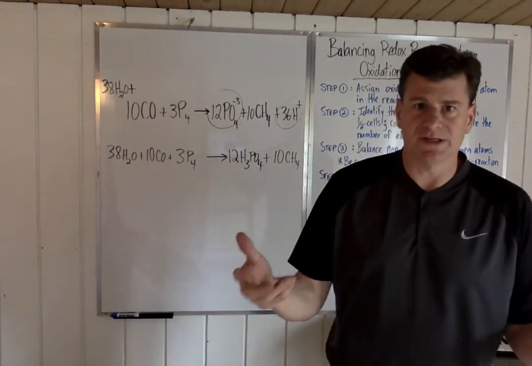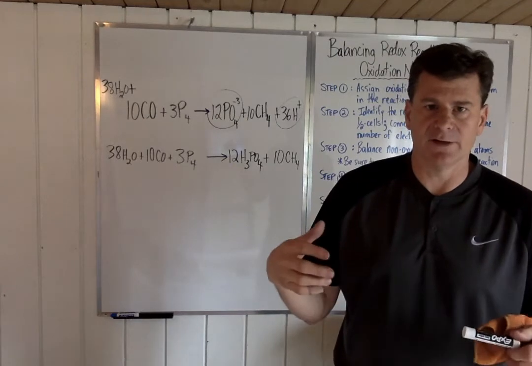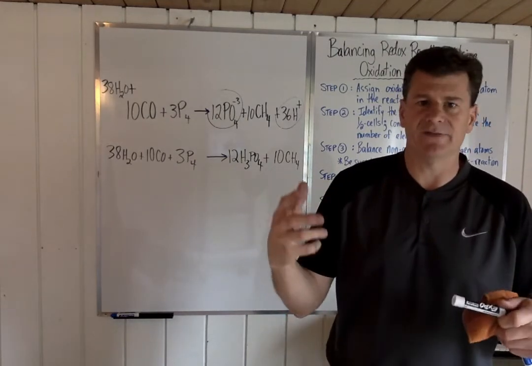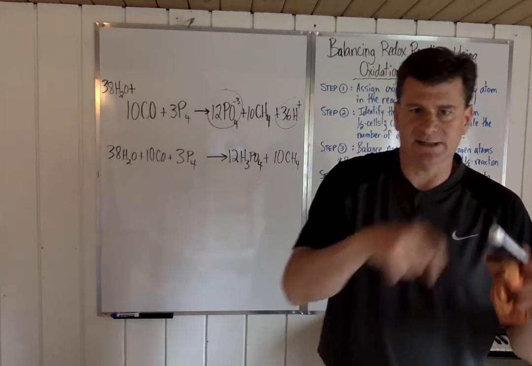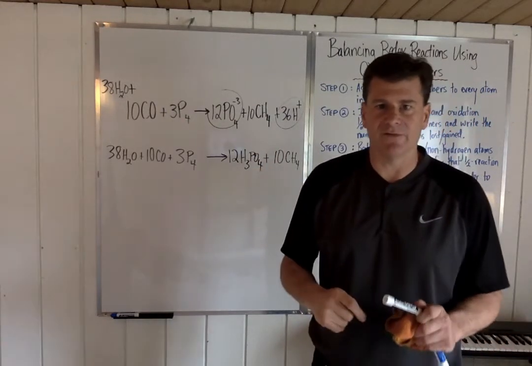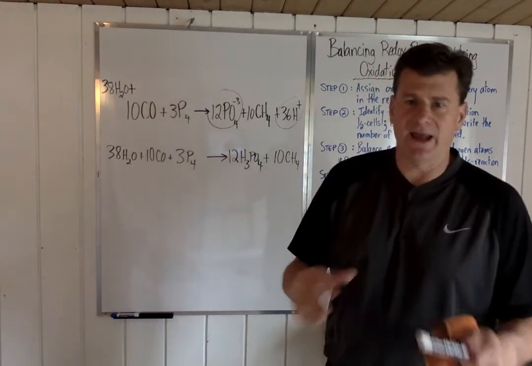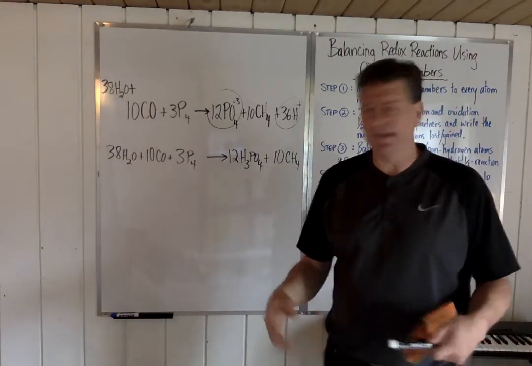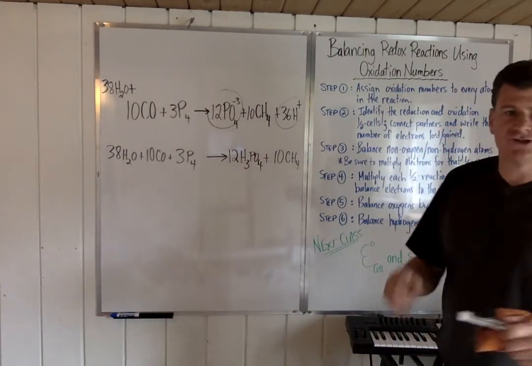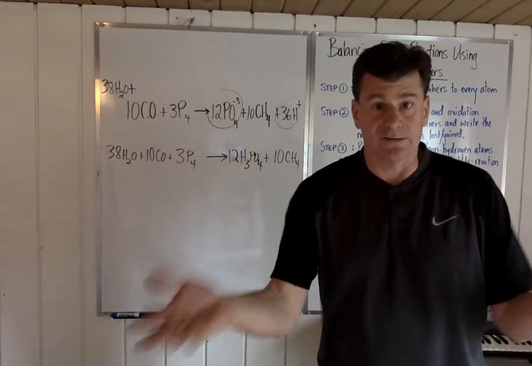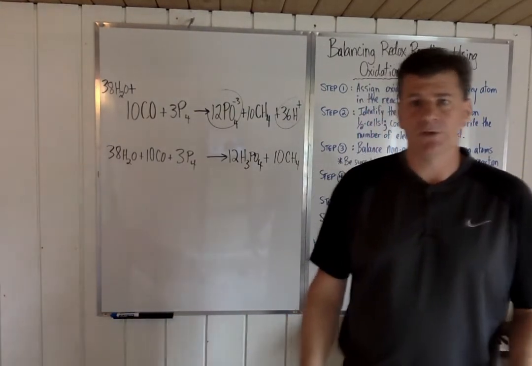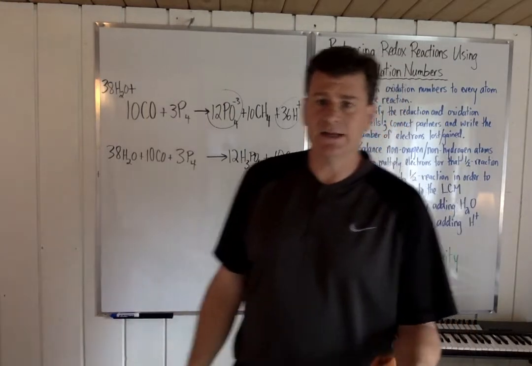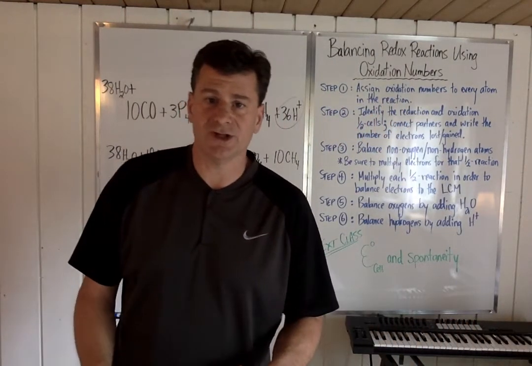Now, that was even slower than it probably would be, because once you have these steps, you kind of go tic-tac-toe, and you'd have everything done really quickly, and bang, your answer would just be there. Once you do that last step of adding the hydrogens, your answer's there. You move on. So that is balancing using oxidation numbers.